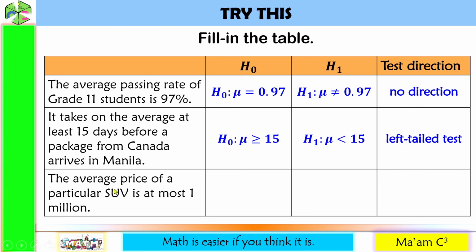Last one, the average price of a particular SUV is at most 1 million. The parameter here is average. And it says here at most 1 million. When we say at most, it could be less than or equal to 1 million. And that falls on our null hypothesis. H sub 0, mu is less than or equal to 1 million. And our alternative hypothesis will be the complement of less than, and that is greater than. And greater than is a right-tailed test.